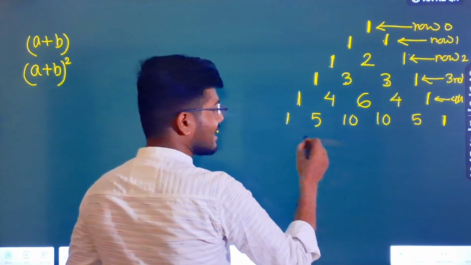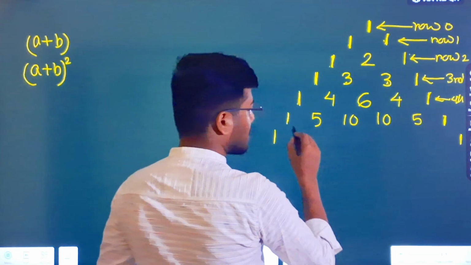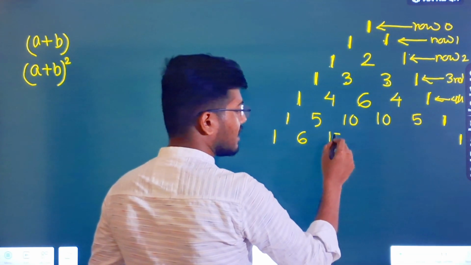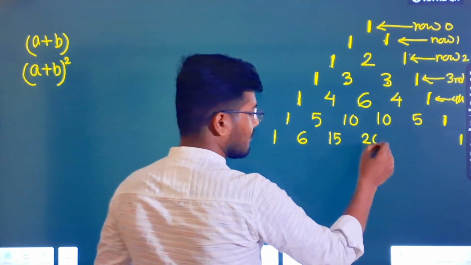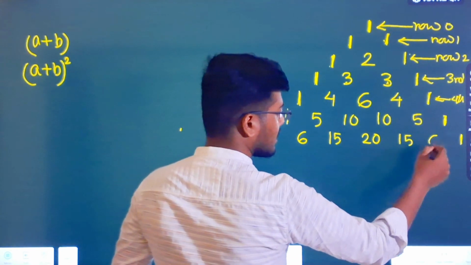And what is the sixth row? It starts with 1 and ends with 1. So what is the next number? 5 plus 1 is 6. 5 plus 10 is 15. 10 plus 10 is 20. 10 plus 5 is 15. And 5 plus 1 is 6.